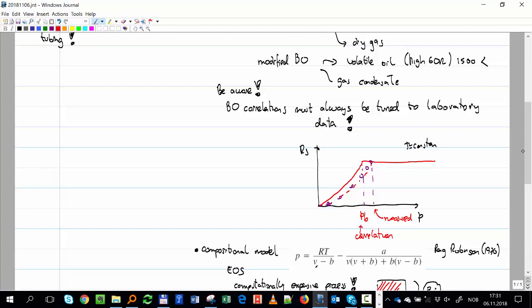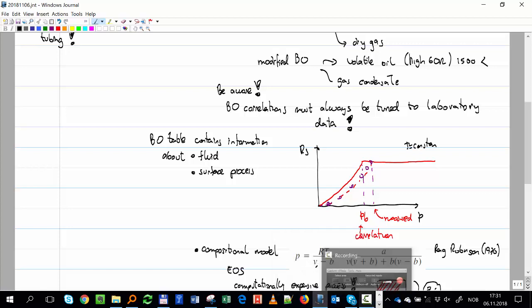Remember, the black oil table contains information about the fluid, that's the first thing, how the fluid behaves, but also about the surface process. About both. So we have to make a table for whatever surface process we have.